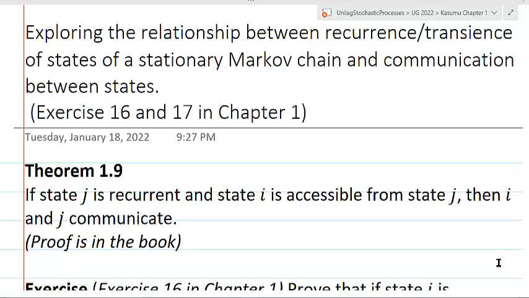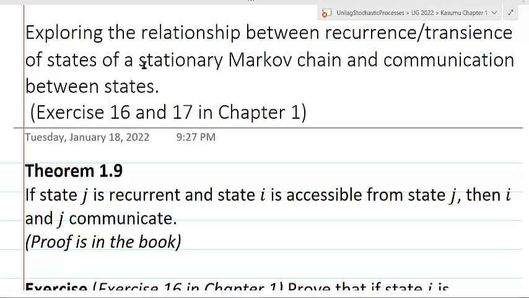Hello. In this video we will explore the relationship between recurrence and transience of states of a stationary Markov chain and communication between states. For example, if one state is recurrent and it communicates with another state, what can we say about that other state? If one state is transient and communicates with another state, what can we say about that other state? This relates to exercises 16 and 17 in Chapter 1.